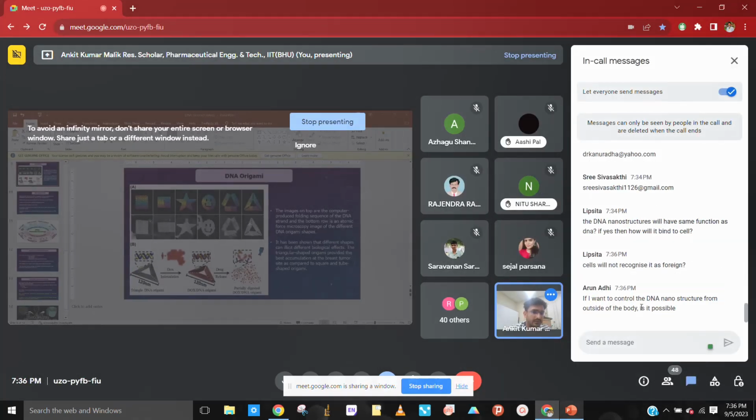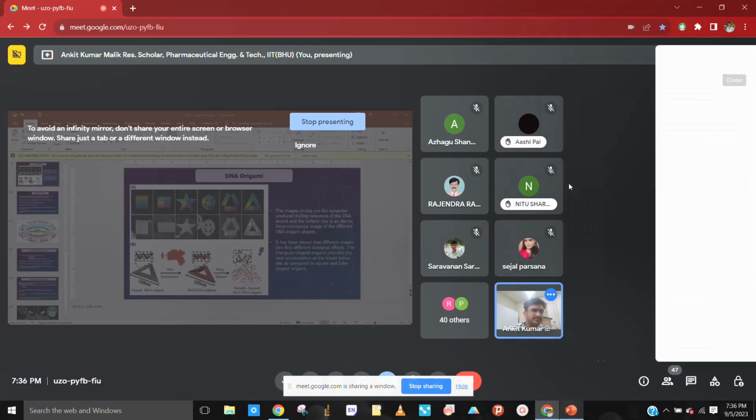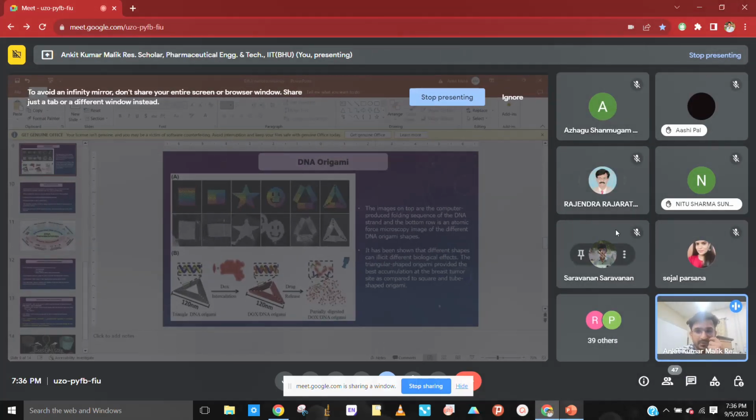Cells will not recognize it as foreign. That's why it's the research now. So different shapes, like if we try the square and the star shape, then circular, then rectangular. Different structures of DNA origami will be prepared and targeted. Then it will be checked whether it is working or not, whether it is providing the effect, whether it is effective or not on that disease or any tumor, whatever the disease it is.